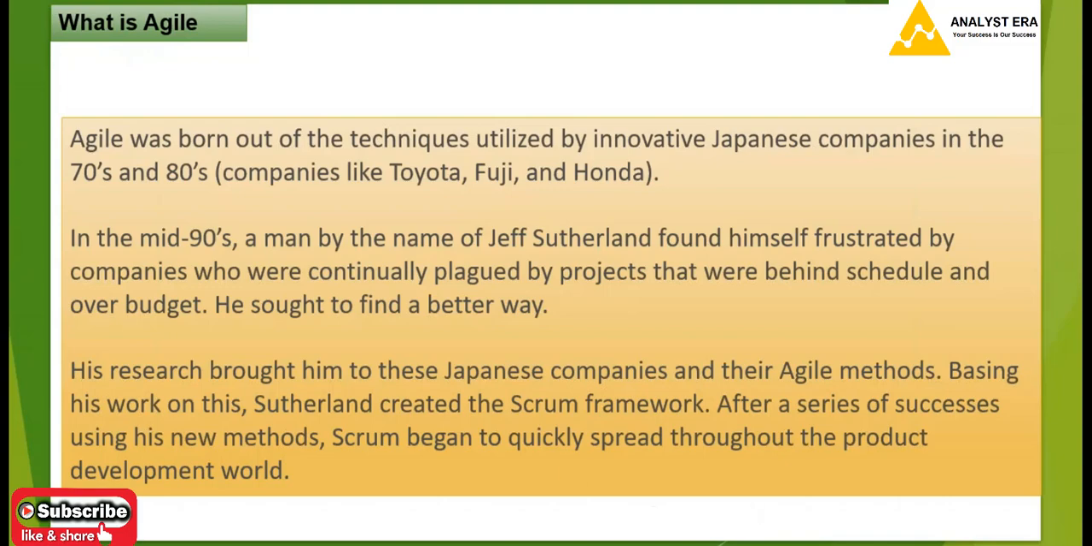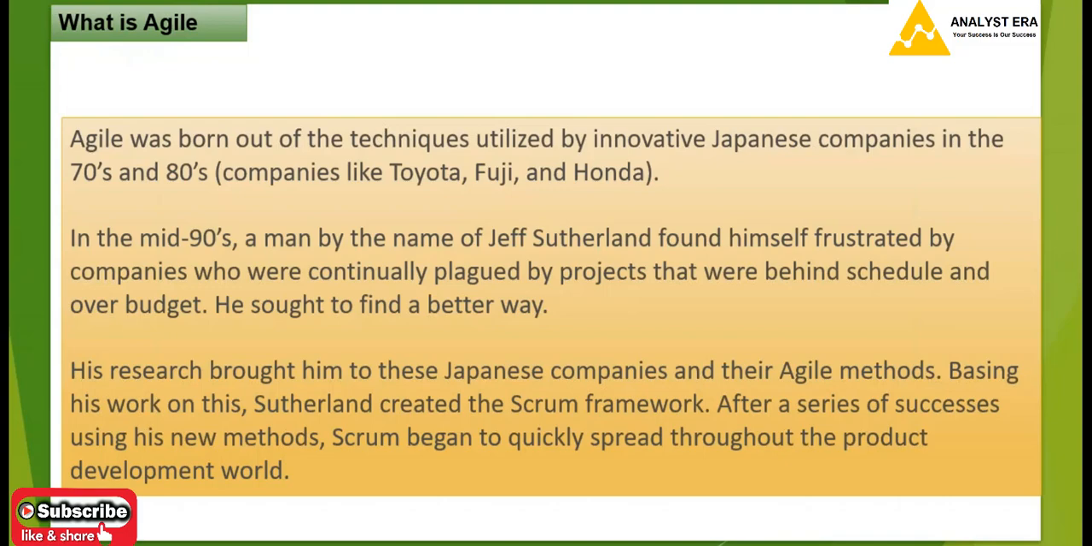In the mid 90s, this man, Jeff Sutherland, was frustrated by the companies and the projects which were being released inside companies. They were always behind schedule and over budget. This is very problematic in any project. Your project has to be on schedule and it needs to be within budget. You have budgeted for a few $1,000s. You have to be within the scope of the budget. You cannot overshoot your budget. But they were always overshot. Why? Because of the planning, because of the process which was in place.